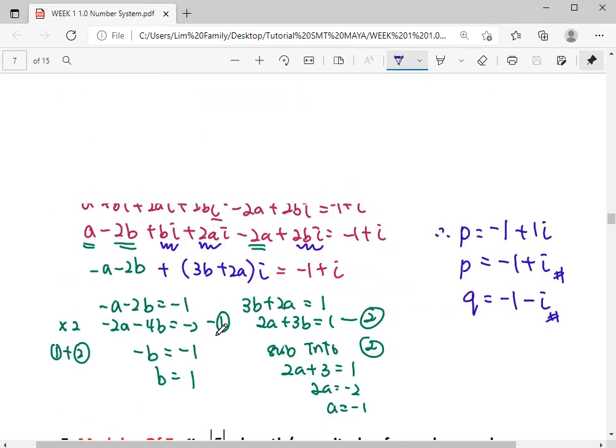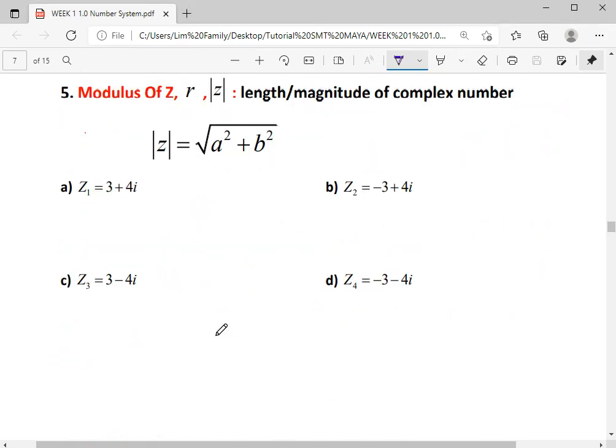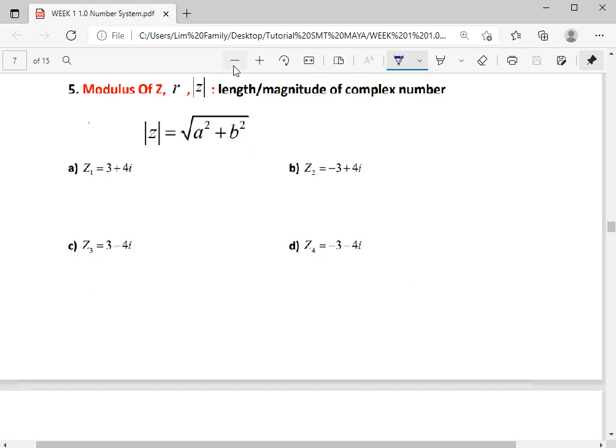The last part of this complex number. Number 5 is about the modulus of Z, or we can see it in R, or in this modulus sign, which is two vertical bars. When you see the two vertical bars for a complex number, it indicates that they ask you to find its modulus. The meaning of finding the modulus is the length of the complex number, the magnitude of the complex number.